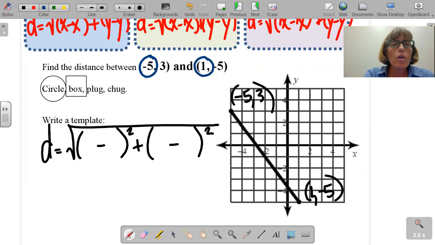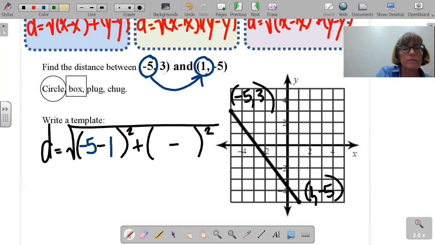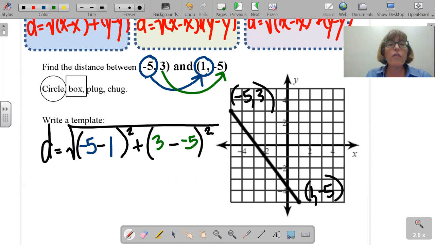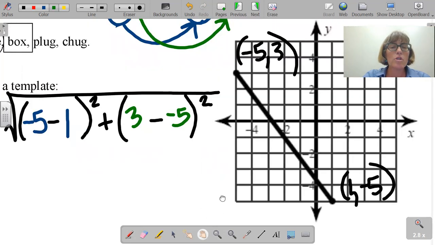Once again, it does not matter whether or not you go -5 minus 1 or 1 minus -5. It doesn't matter how you start, left to right, right to left. What does matter is whatever direction you started with, you finish with. I personally will always go left to right. So -5 minus 1, 3 minus -5. Now you start doing the math.